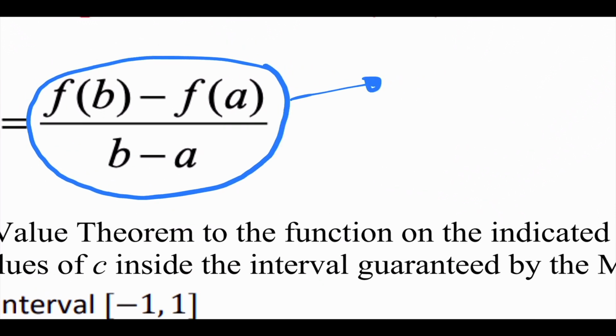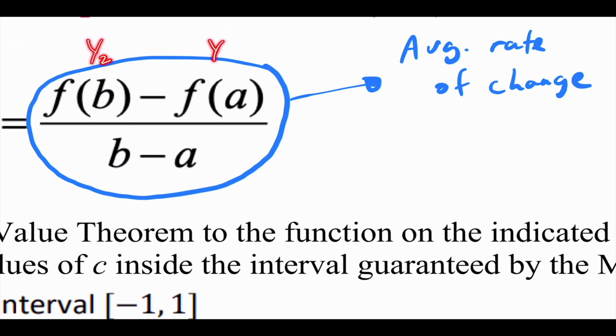So this is average rate of change. Slope from beginning to end, from the start to the end. Okay, that's what that is. So you find the rise over run from beginning to end, right? y2 minus y1 over x2 minus x1. That's what it is, okay?